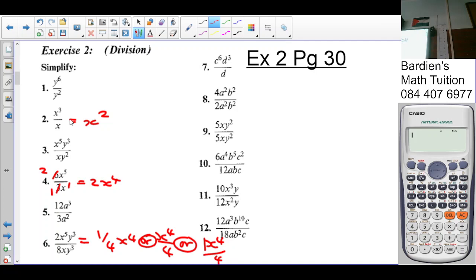2a is 2ab. Is that what you want to say? Is she right? No. What is a squared over a squared? Cancel. What's b squared over b squared? Cancel. So the answer is 2. Get another one.